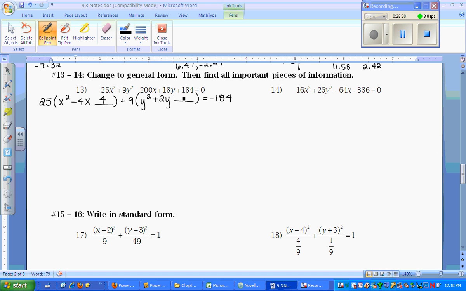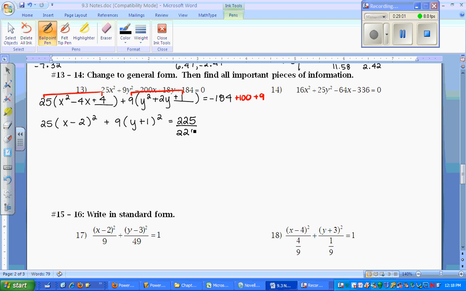I complete the square, and I get 4. And over here I get 1. But then I have to multiply the 4 by the 25 out in front, so I actually add 100. And the 1 by the 9 out in front, so I add 9. The 25 stays out in front, I get x minus 2 squared. 9's out in front, I get y plus 1 squared. Negative 184 plus 100 plus 9 gives me 225.